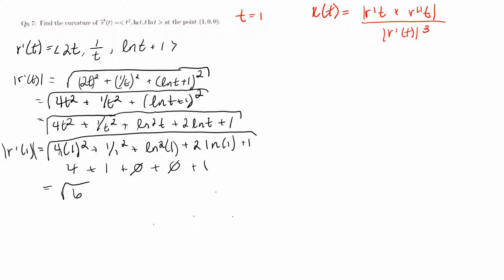So now we need to find the second derivative. The second derivative is just taking the first derivative and deriving it, which again is pretty simple. So 2t becomes just 2. We have 1 over t, which becomes negative t to the negative 2. Then we have the ln of t, which is just 1 over t, and the derivative of 1 is 0, so we don't include it.